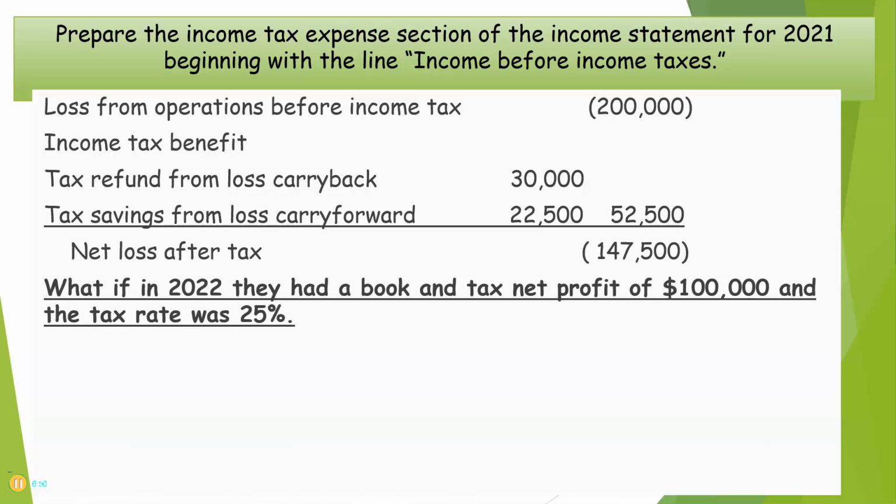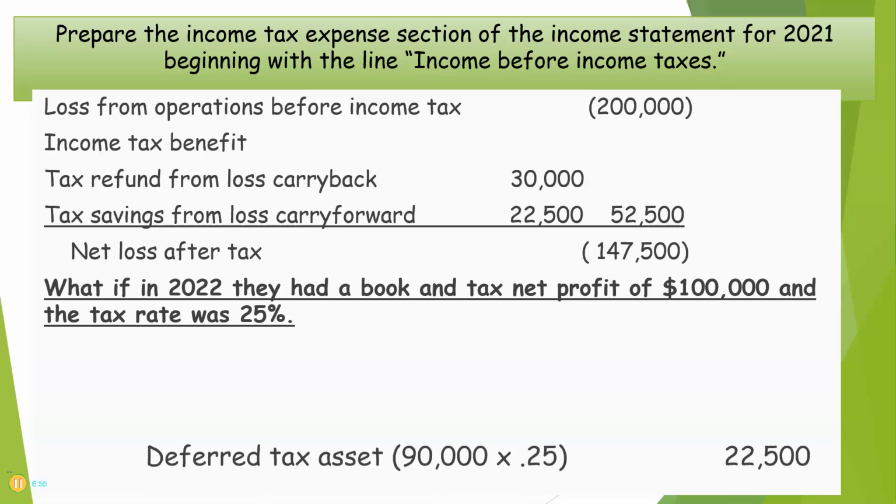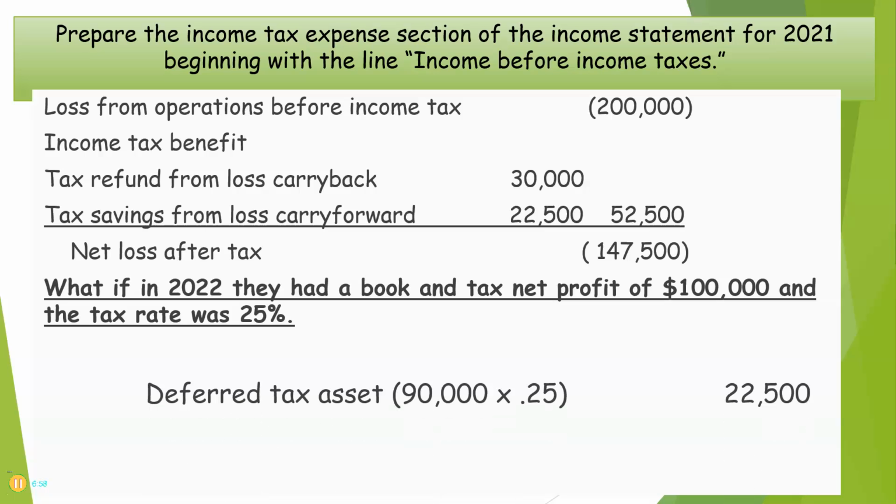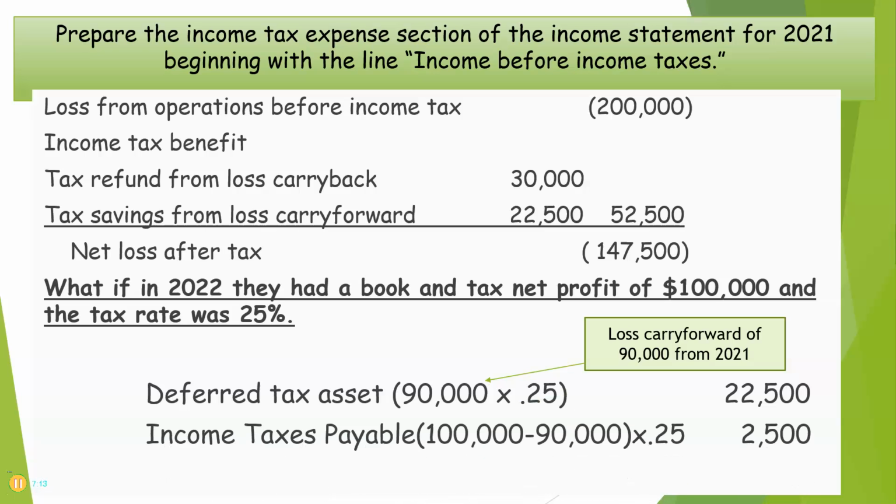Now, what happens if in 2022 we had net income of $100,000 and the tax rate was 25%? So, deferred tax asset would be $90,000 times 25%. Loss carry forward of $90,000, that was from our last slide from 2021. We'd have income taxes payable, which would be our $100,000 minus the 90 times 25%. Now remember, this is under the old tax law. And income tax expense would be $25,000, which is always a plug.